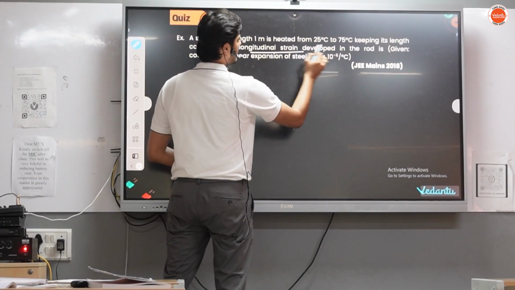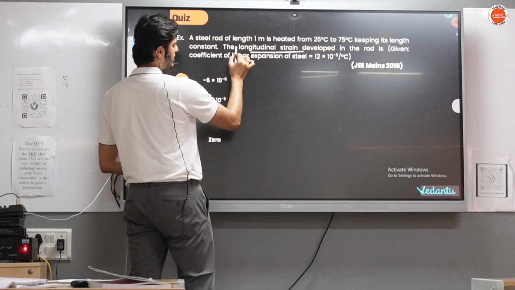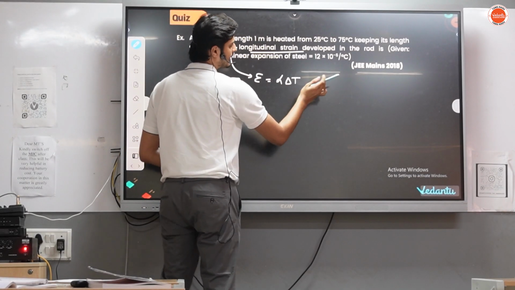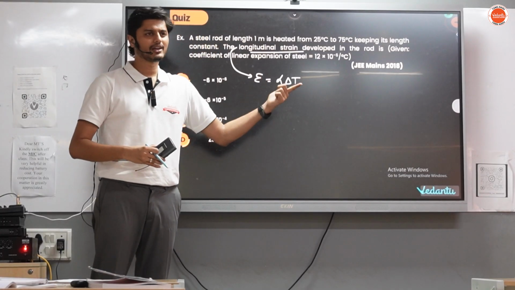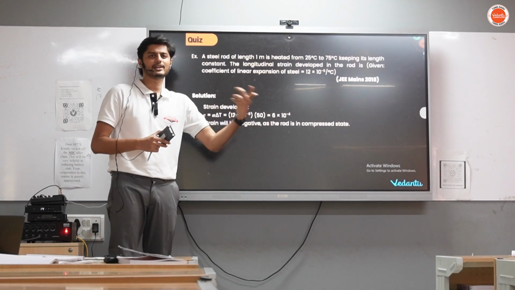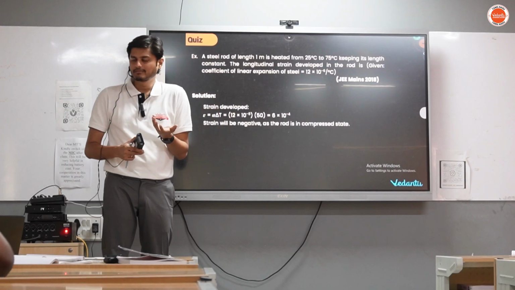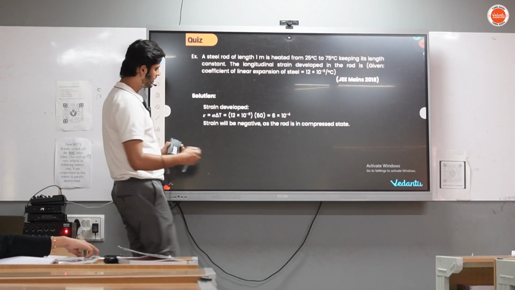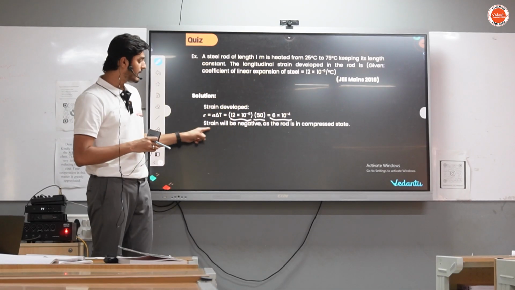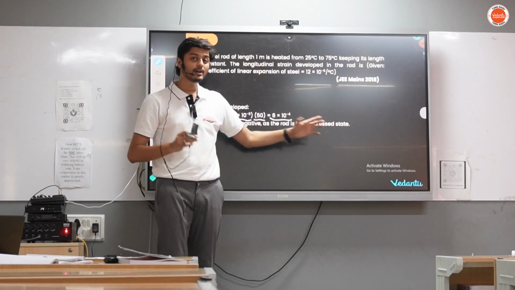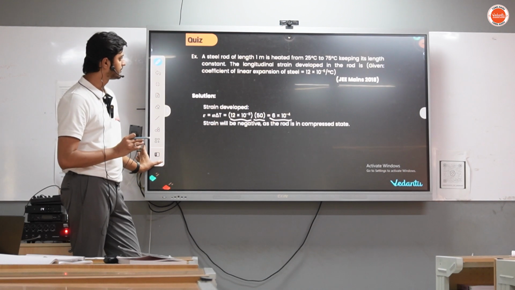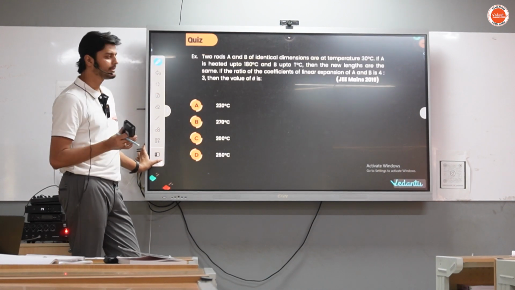The longitudinal strain. What is the strain formula? Alpha delta T. So alpha is there, delta T is there. Delta L equals L naught alpha delta T. So delta L by L naught is the strain, change in length upon original length. This is given, this is also given. And if the strain is negative, the rod is in a compressed state.